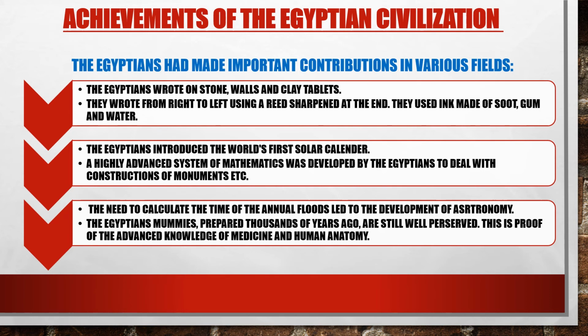The last achievement of the Egyptian civilization, which is very important, is that the Egyptian mummies, which were prepared thousands of years ago, are still well preserved. This is the proof of their advanced knowledge of medicine and human anatomy. They were also credited with having a large knowledge about medical diagnosis. So yes, these are all the achievements of the Egyptian civilization. So you must be thinking, when this Egyptian civilization flourished so much and contributed in various fields, then what is the reason for their decline? So let's see that.